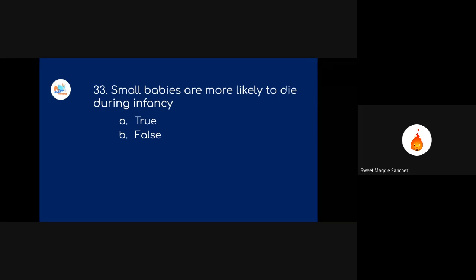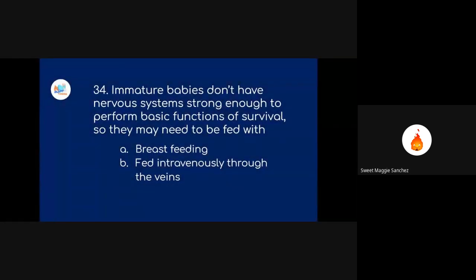Okay, timer stops. Question 34. Immature babies don't have nervous systems strong enough to perform basic functions of survival, so they may need to be fed with A, breastfeeding, or B, fed intravenously through the veins.